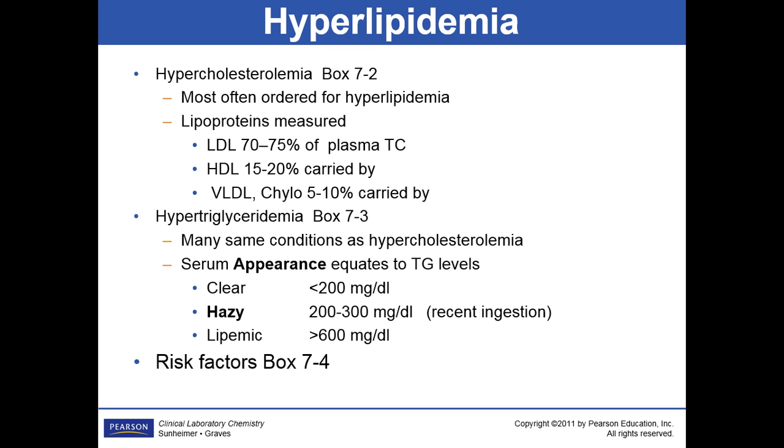If it gets even higher, if we're getting up to 600 levels of trig, that's not from ingestion. That's a major metabolic issue. Got some liver problems going on probably, and it looks a little milky. I think I had a tube for you last semester that had a lot of lipids. It kind of looked like skim milk. It's got a little yellow cast to it because our serum is normally yellow. That is extremely significant, okay? They definitely have some metabolic issues going on that you need to note with your results, the appearance of that serum.